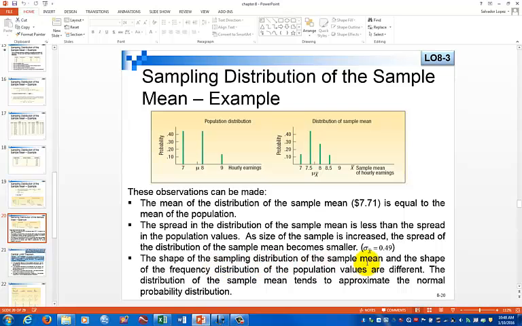The shape of the distribution of the sample mean and the shape of the frequency distribution of the population values are different. The distribution of the sample mean tends to approximate the normal probability distribution. And we'll continue with the next section next time.